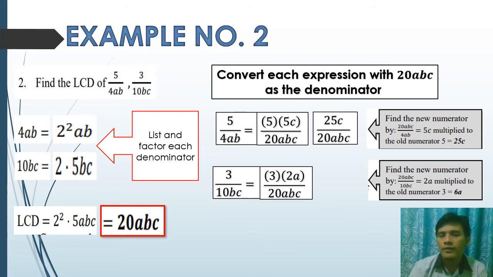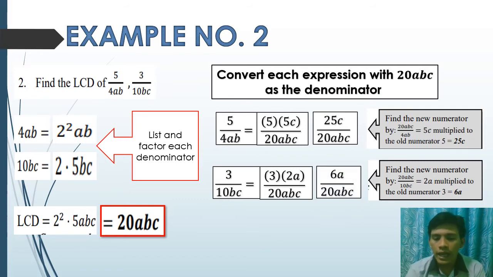A doesn't have like terms, so it remains. B divided by b is equal to 1, so it cancels out. C divided by c is equal to 1, so it cancels out. So the remaining is 2a. 2a will be multiplied to our numerator, which is 3. 3 times 2a, and that is 6a over 20abc.